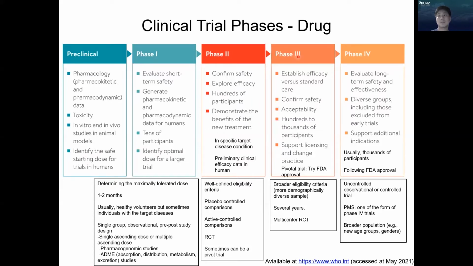Phase 3 is the pivotal, large-scale randomized controlled trial with broader eligibility criteria than a phase 2 trial. The major goal is to confirm efficacy and safety. It requires a longer trial time, usually several years. Phase 4 is the trial for FDA-approved indications, and the major goal is to evaluate the long-term safety and effectiveness in a more diverse target population. Most market surveillance is one of the forms of phase 4 trial.